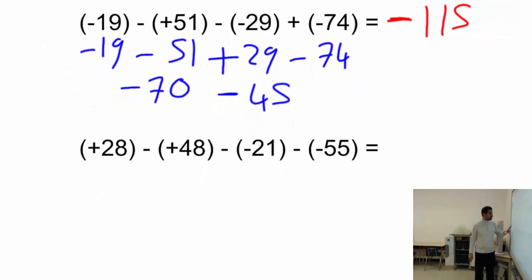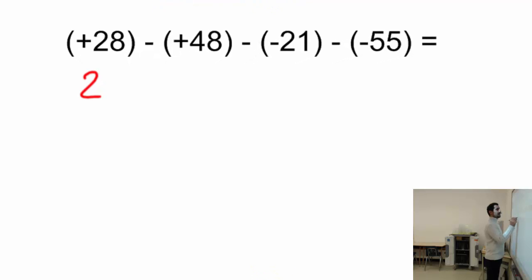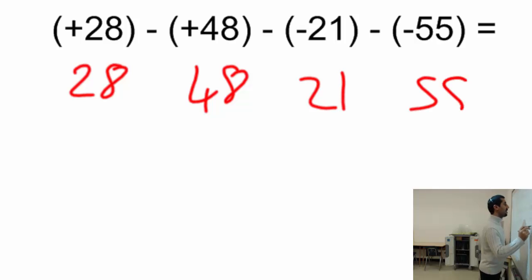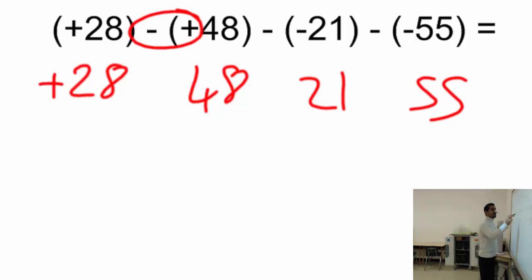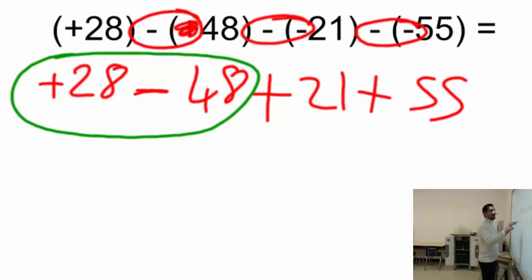So the last example, let's bring out the numbers first. 28, 48, 21, 55. So plus goes down the way it is. Over here, ignore the plus sign. Negative will come down here. 2 negative signs will make a positive sign. 2 negative signs again will make a positive sign. So let's work on the first 2 numbers. I hope I am not too fast.